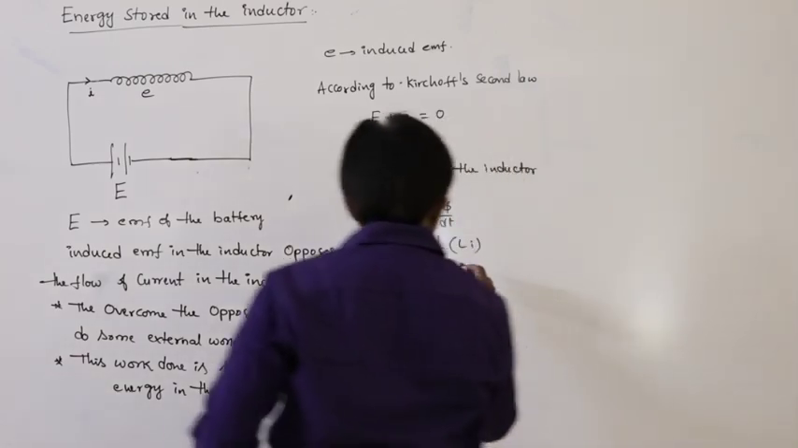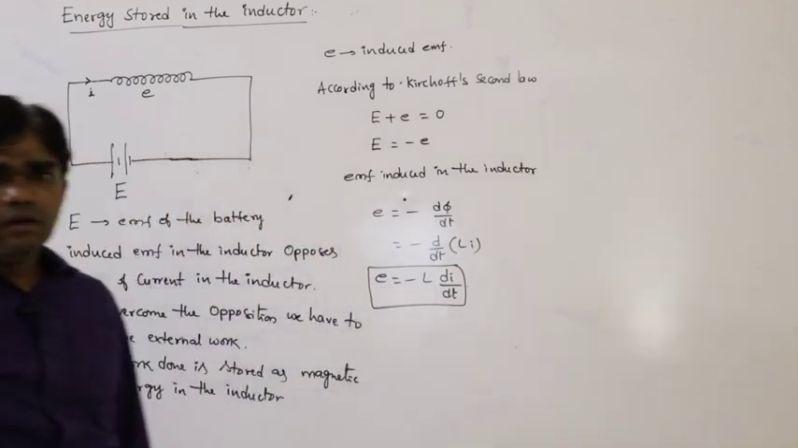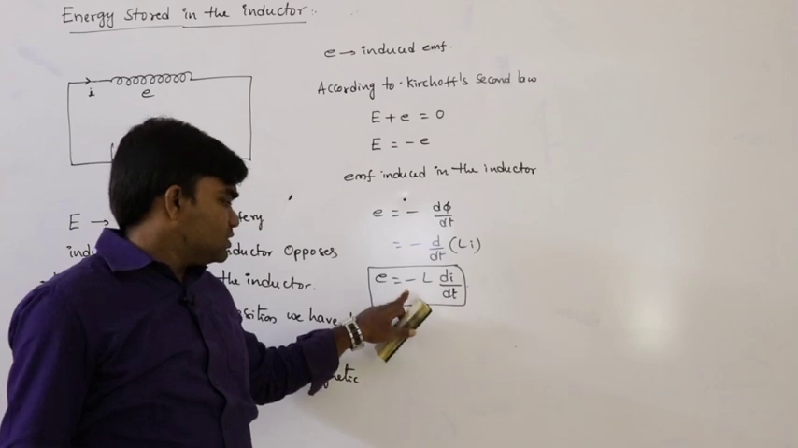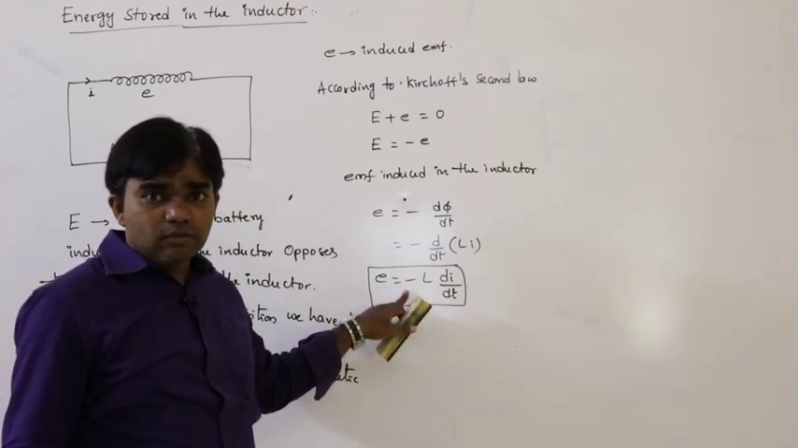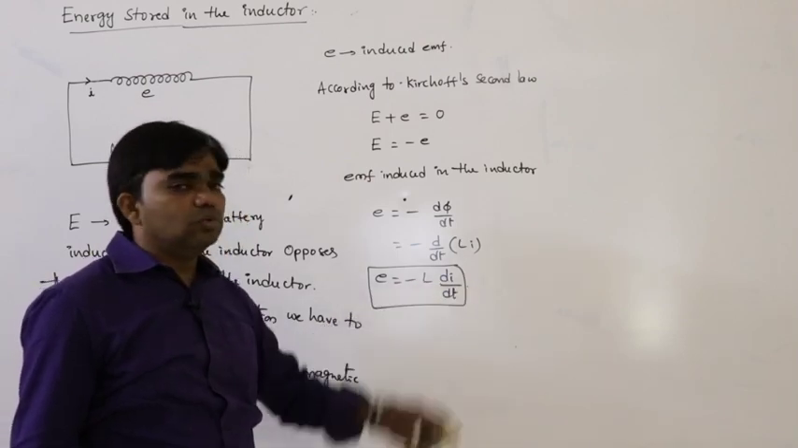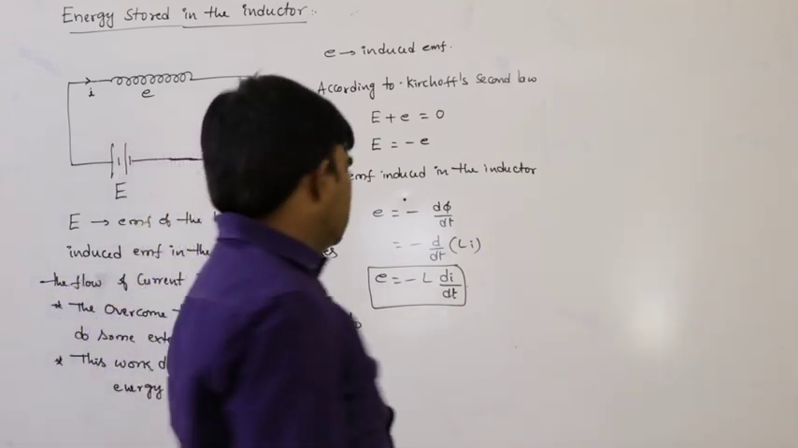So in any situation, if the current passing through the inductor varies with time, what is the EMF induced? e is equal to minus L into di by dt.